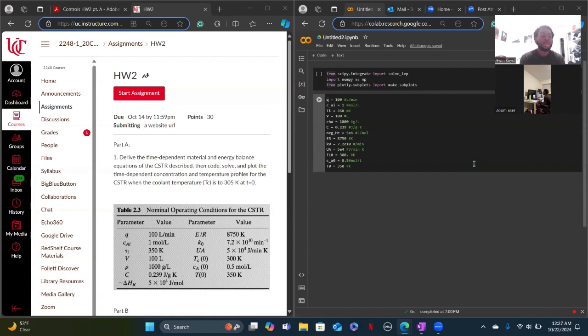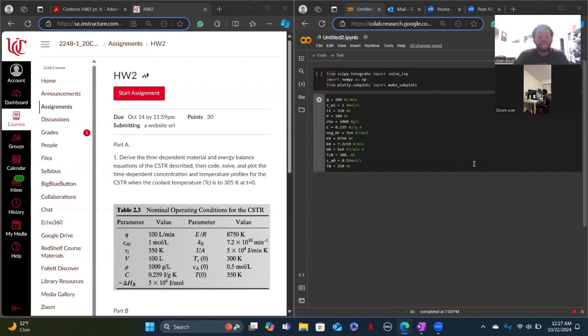Okay. So for our prompt, it asks us to derive the time-dependent material and energy balance equations of the CSTR described. Encode, solve, and plot the time-dependent concentration and temperature profiles for the CSTR when the cooling temperature TC is at 305 Kelvins at time equal to 0. Okay, so the initial conditions I already have put in the Python, but I'll say it out loud again.